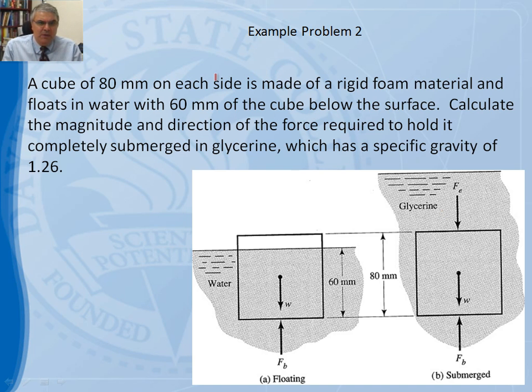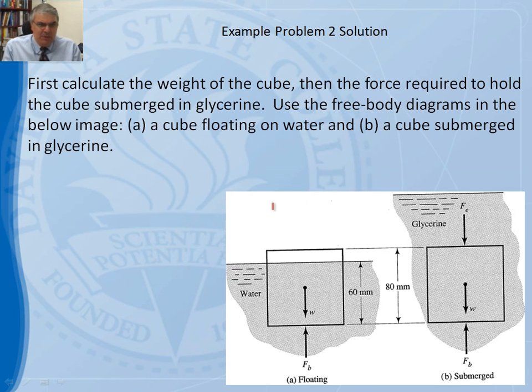A cube of 80 millimeter on each side is made of a rigid foam material and floats in water partially. In this case, 60 millimeter of the cube would be below the surface, and 20 millimeter would be above the surface. We calculate the magnitude and direction of the force required to hold it completely submerged in glycerin with the specific gravity of 1.26.